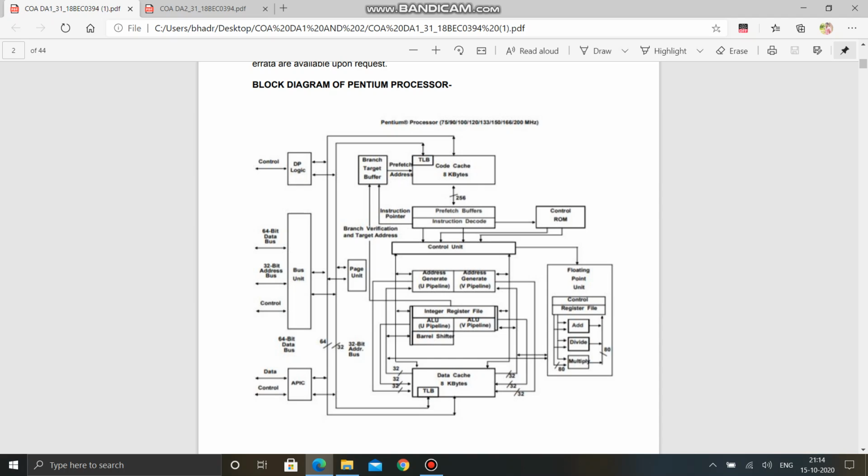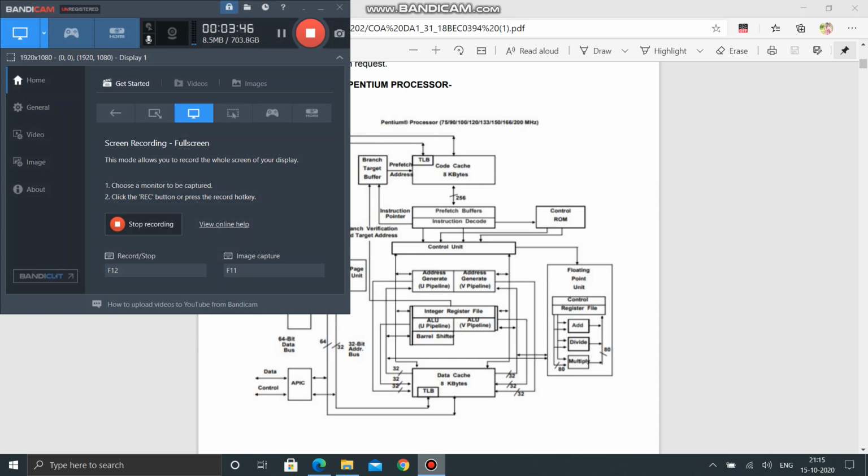System management mode has been implemented along with some extensions to the SMM architecture. Enhancements to the virtual 8086 mode have been made to increase performance by reducing the number of times it is necessary to drive the virtual 8086. So this is about the block diagram.